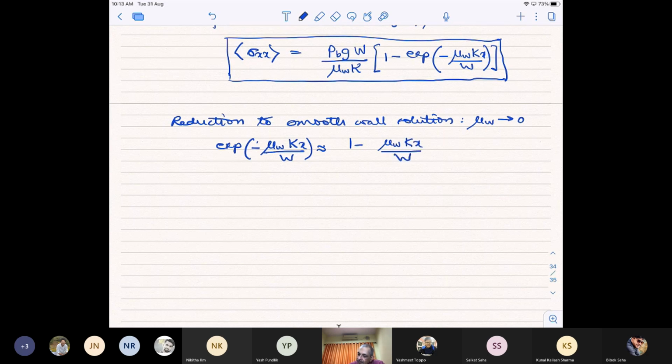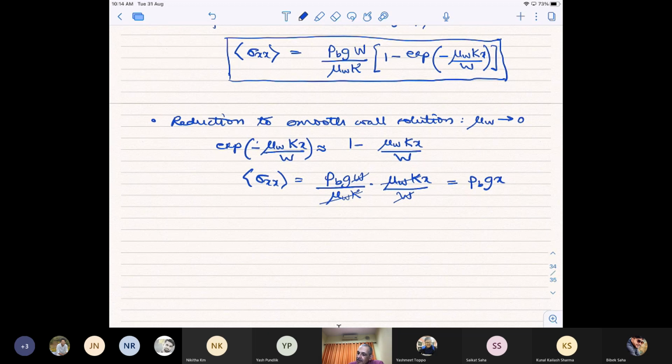k x divided by w. So in this case, sigma xx simply becomes rho b g w divided by mu w into k. This 1 and 1 will cancel out, and you'll only be left with this factor, which is mu w k x divided by w. So these two cancel with these two. So you just get rho b g x. So you get back the Rankine solution if mu w tends to 0. This is one check.